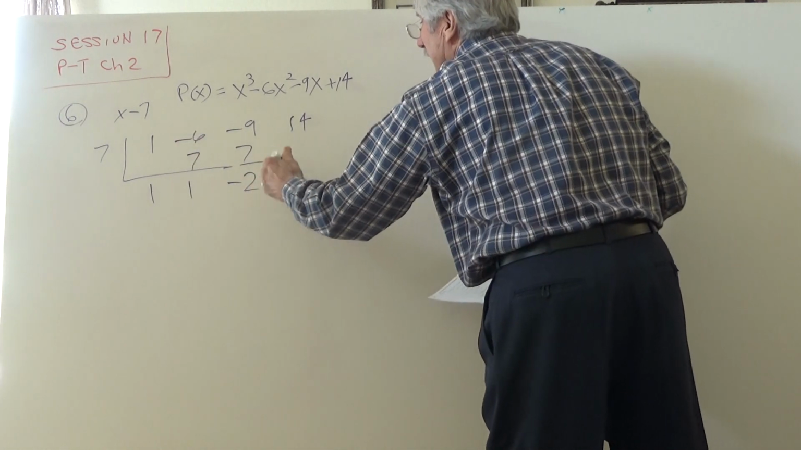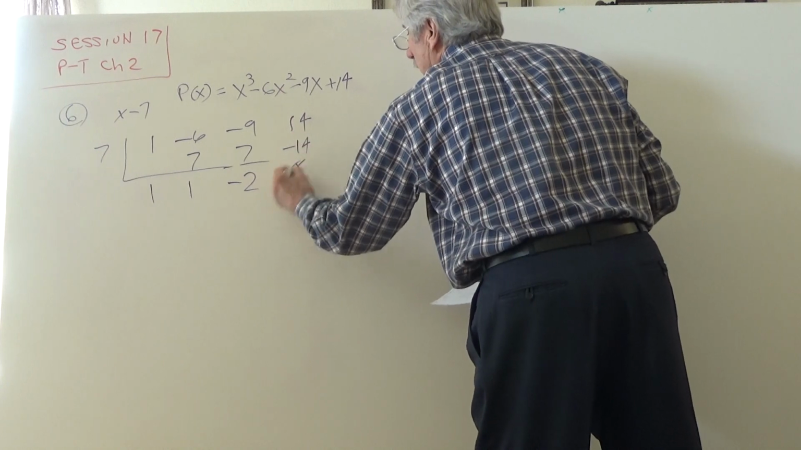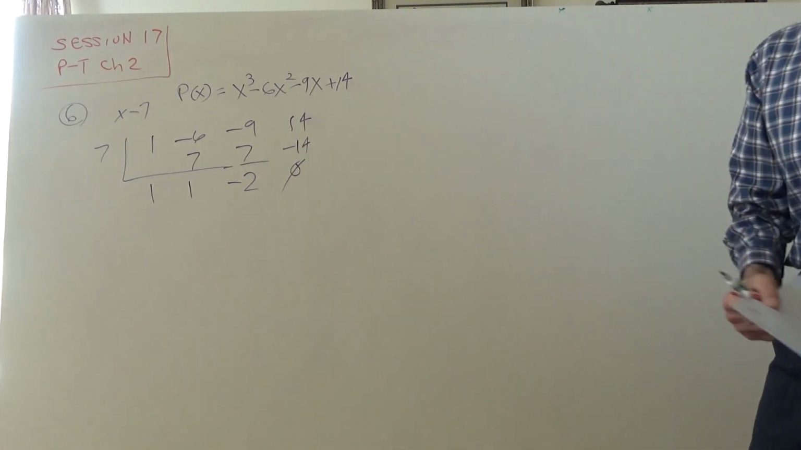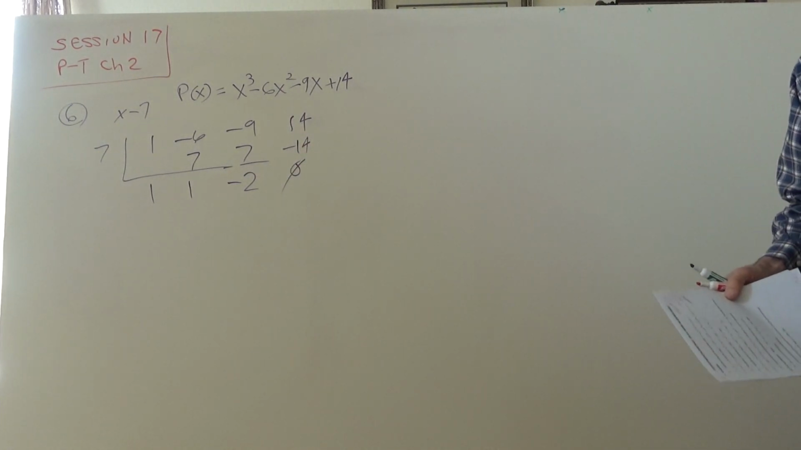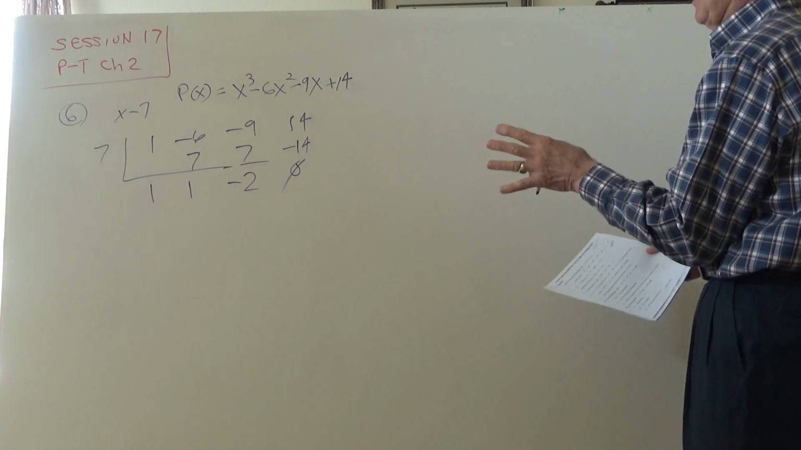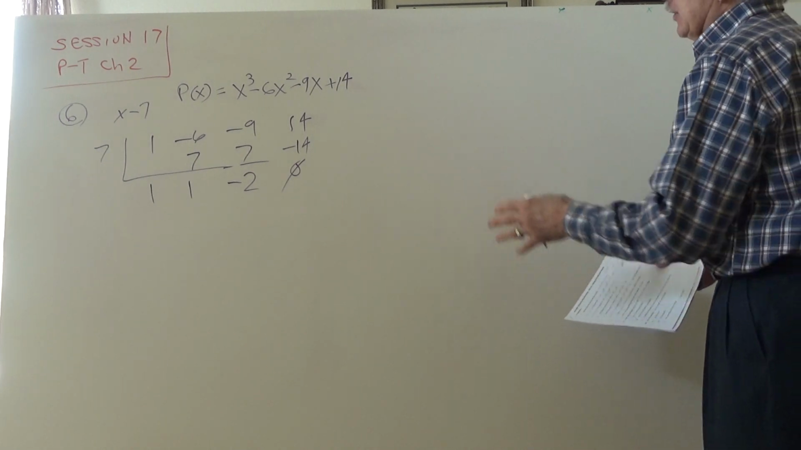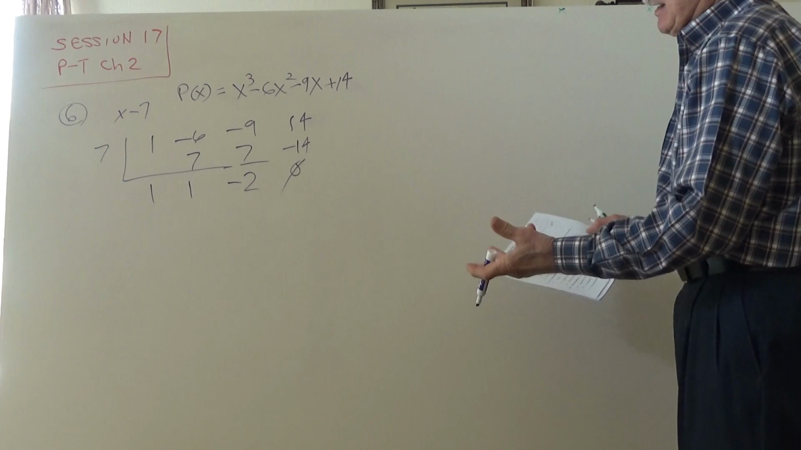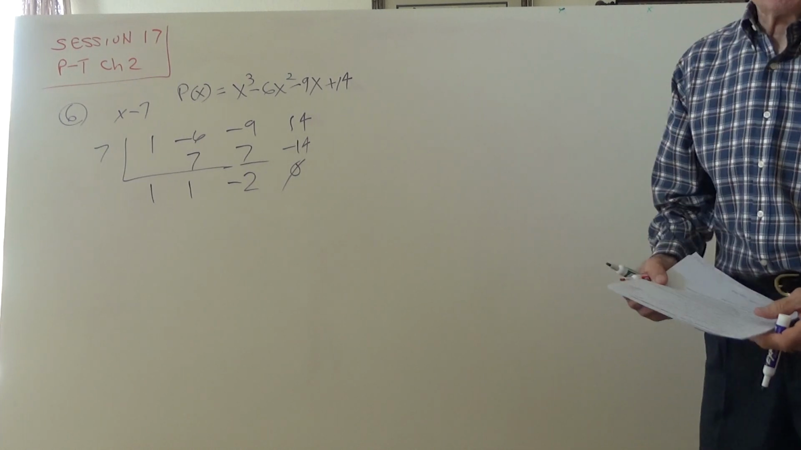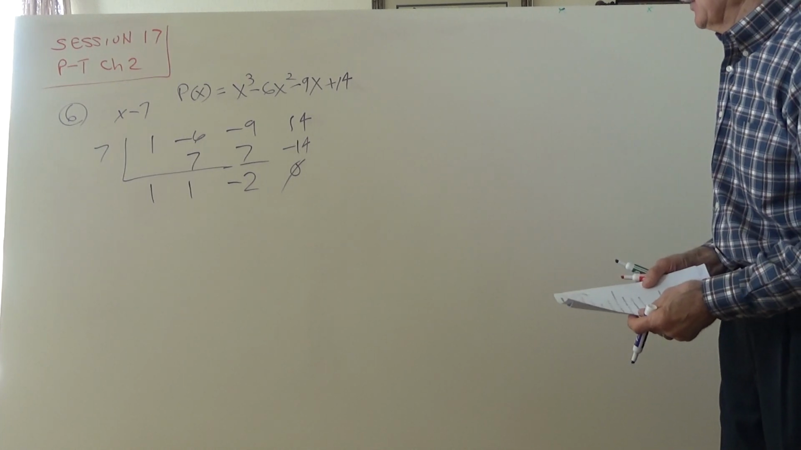And 7 times negative 2 is negative 14, and we get 0. And it had to be 0. If it wasn't 0, then it wouldn't be a factor. So even if I had that 12, I'd say, wait a minute, there's something wrong here. It should have come out to be a 0 because the problem says it is a factor. So I should get a 0 there.